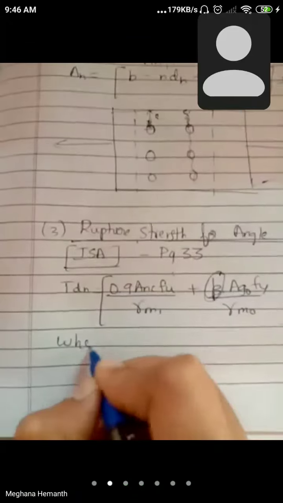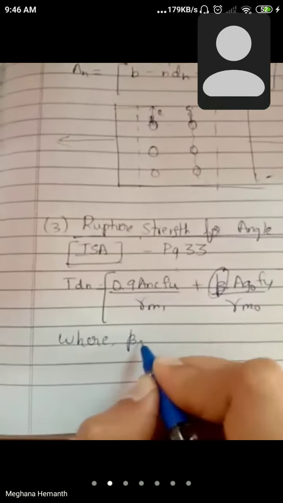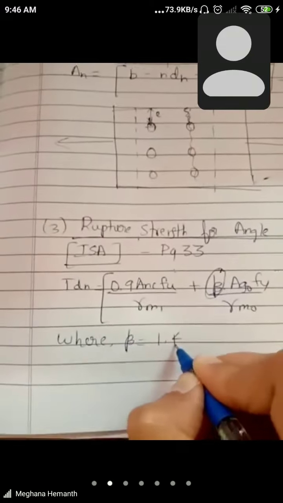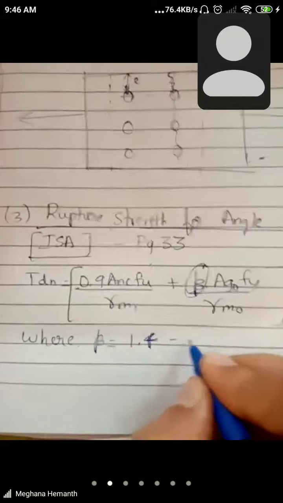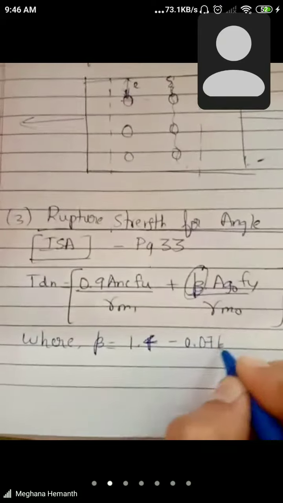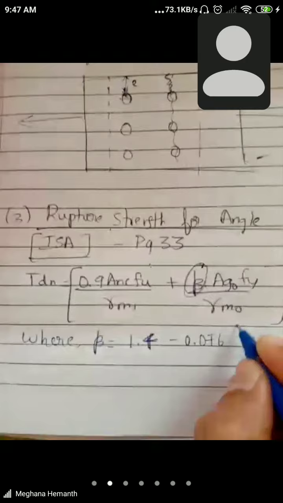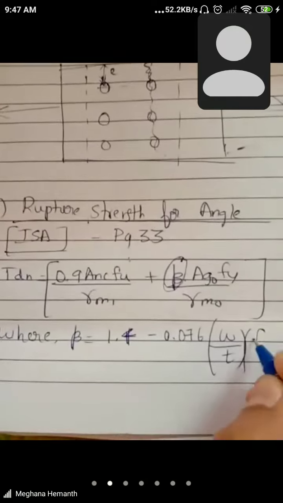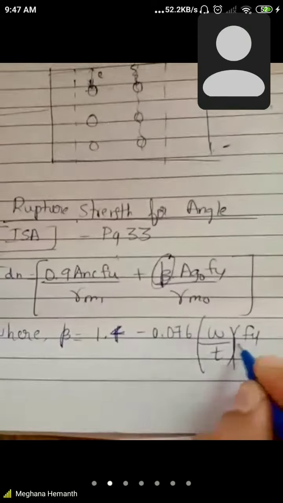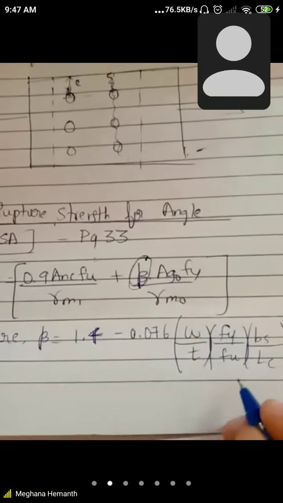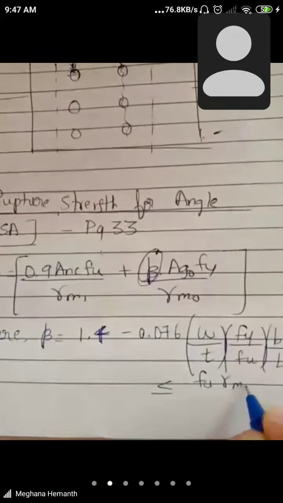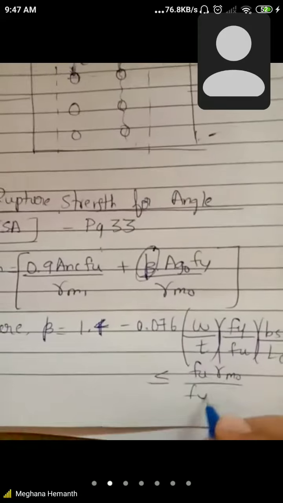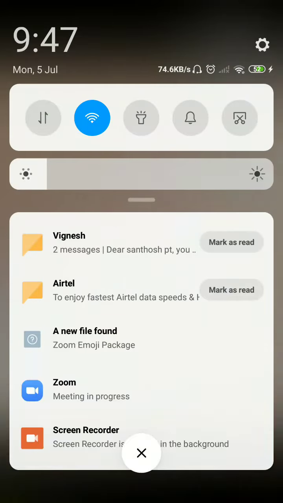Below your formula in the code book, they have given the formula for beta also. Beta is equal to 1.4 minus 0.076 into w by t into fu by fy into fy by fu into bs divided by lc. This should be less than fu gamma m0 divided by fy gamma m1. The entire formula is in your code book.